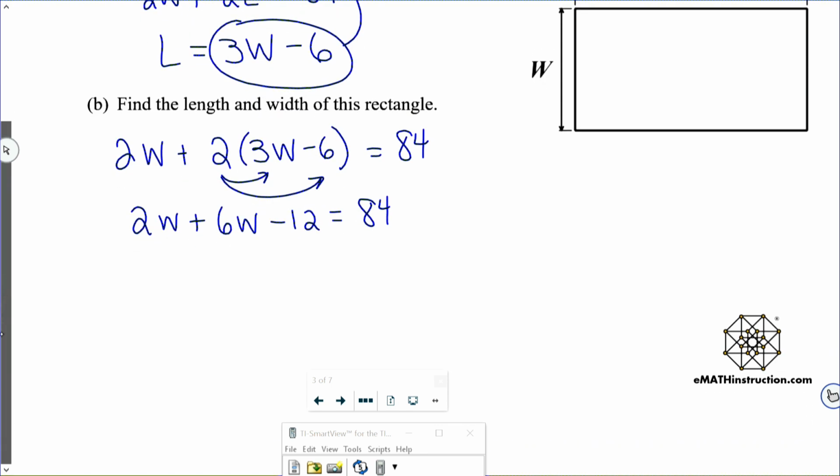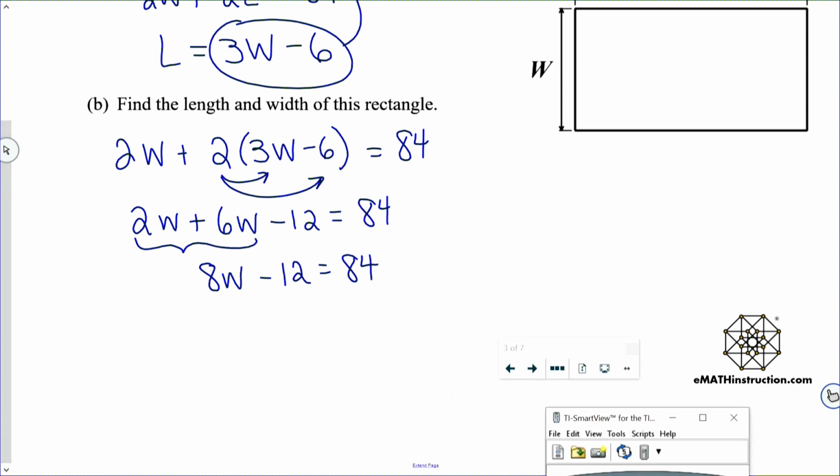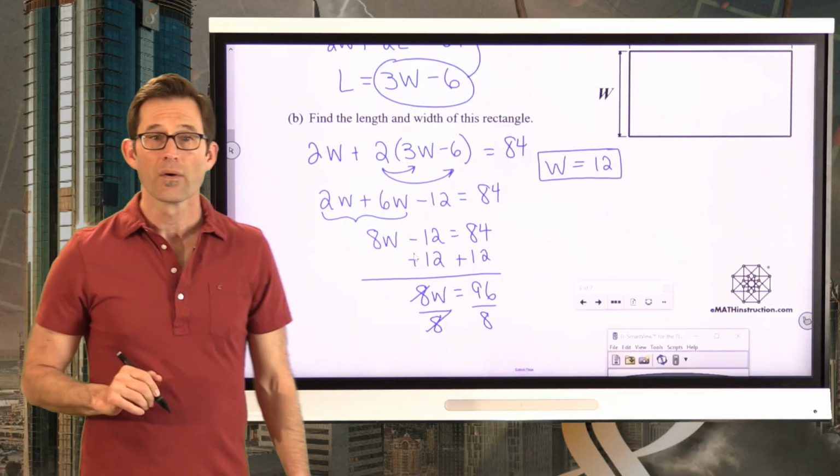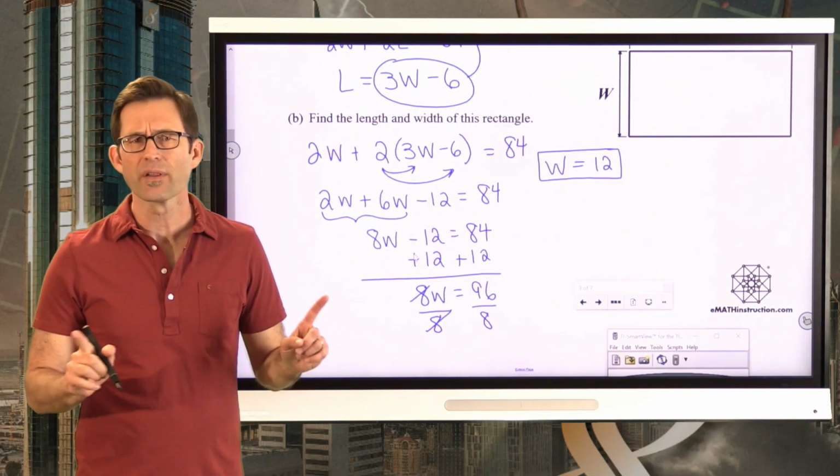Now we have only W's. 2W plus 6W is 8W minus 12 is equal to 84. Whoops, 84. Move this out of the way. You will probably want your calculator for a little bit of what we do today. So if you don't have it out yet, maybe now would be a good time. Either way, I get 8W is equal to 96. I'm going to divide both sides by 8, and W is going to be 12. 96 divided by 8 is 12. Okay, I've got my width. It's 12, specifically 12 feet here.